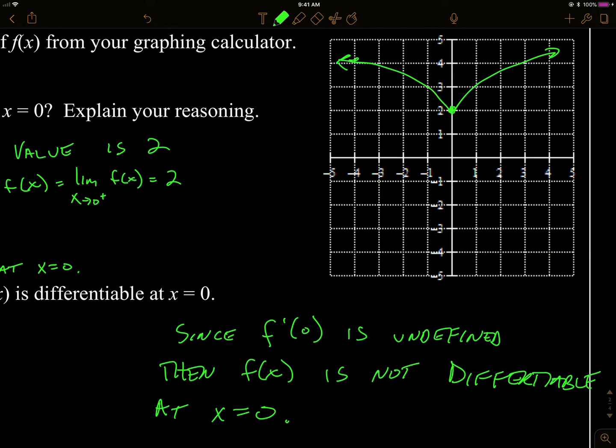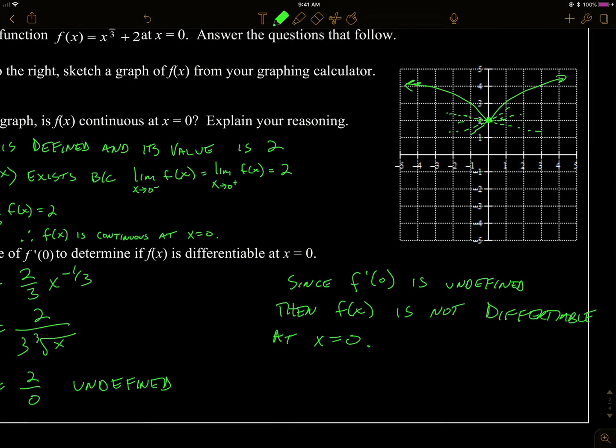So if we look at this graph, why is it not differentiable graphically? We know we got undefined for slope. Again, we can draw more than one tangent line here. So what's happening on this graph is that I've got what's called a cusp or a spike. It's like a sharp point. The graph is not smooth. It's not a smooth curve.